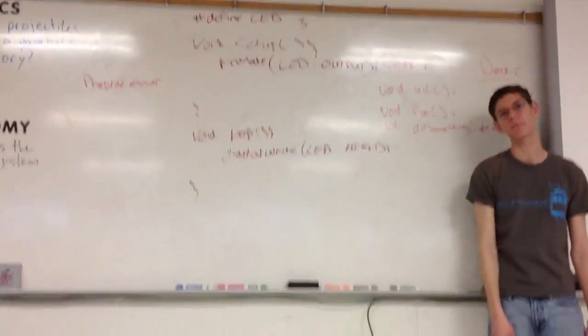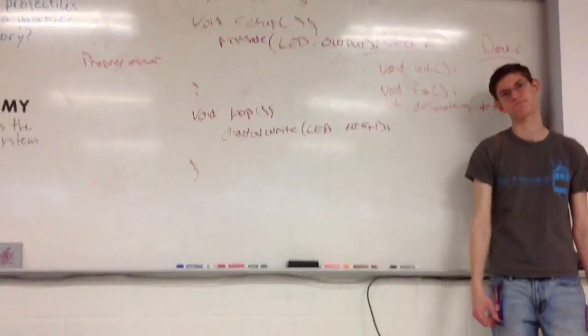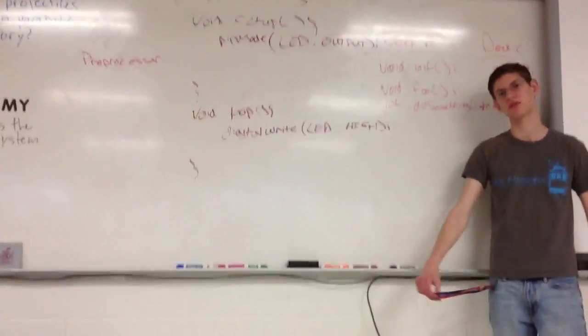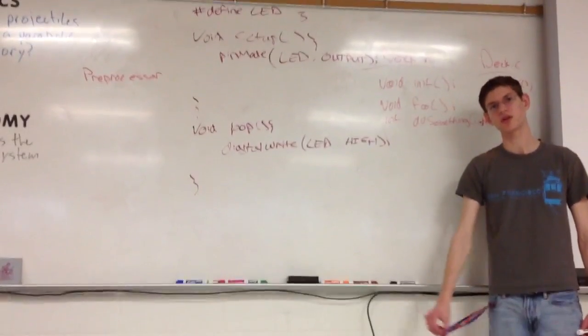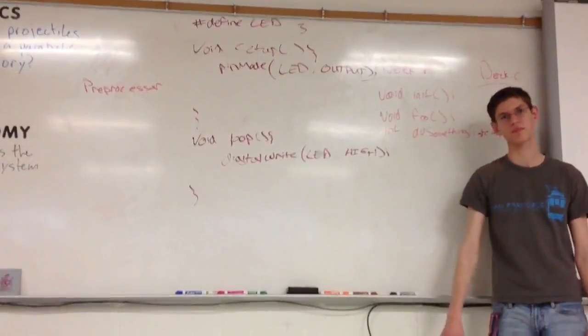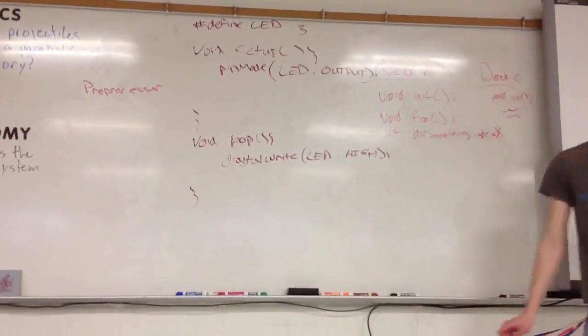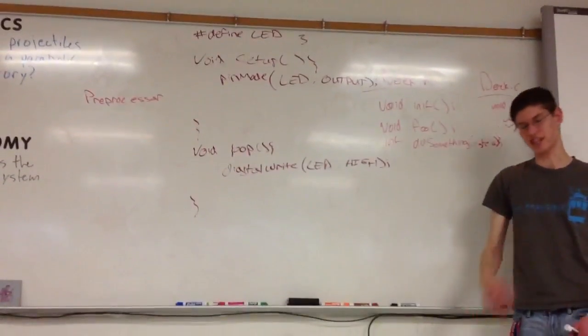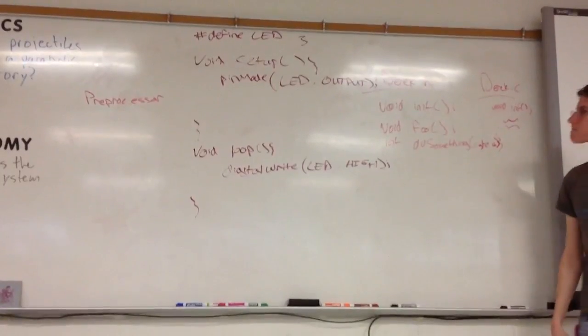Because later in the code, you might want to affect that LED, and you'll have to remember that it's on port number 3. Whereas, because you've already defined it as 3, you can just put LED, and it'll change it to a 3. It's easier than keeping track of all the digital ports, yes.